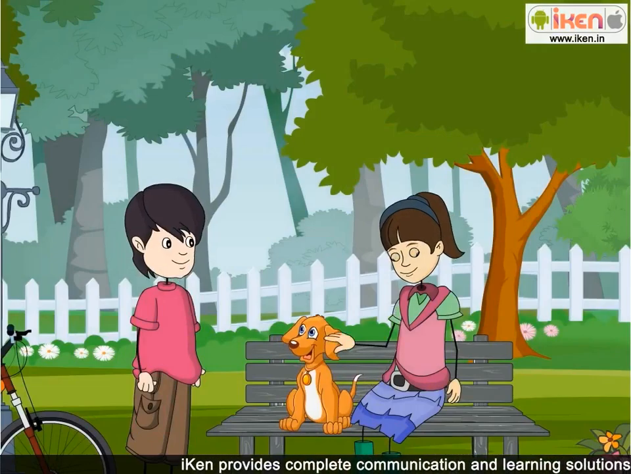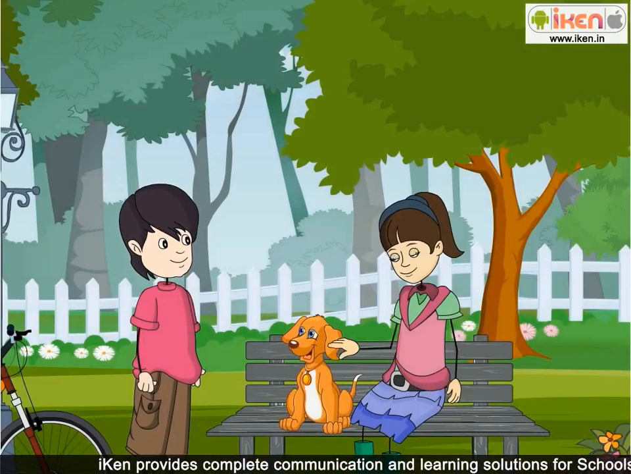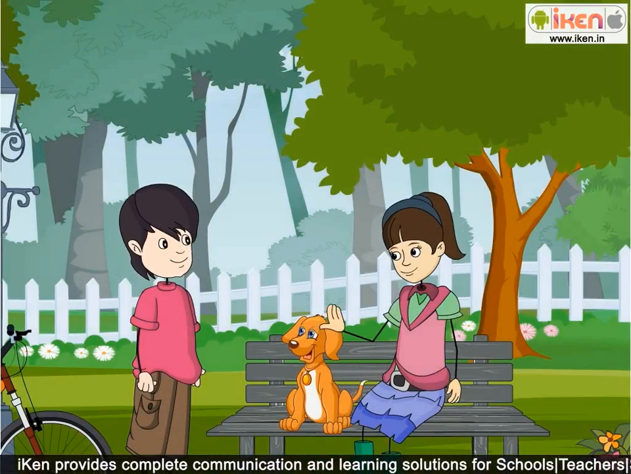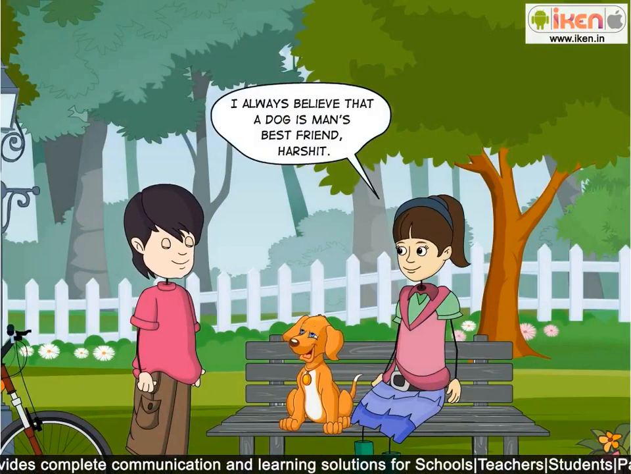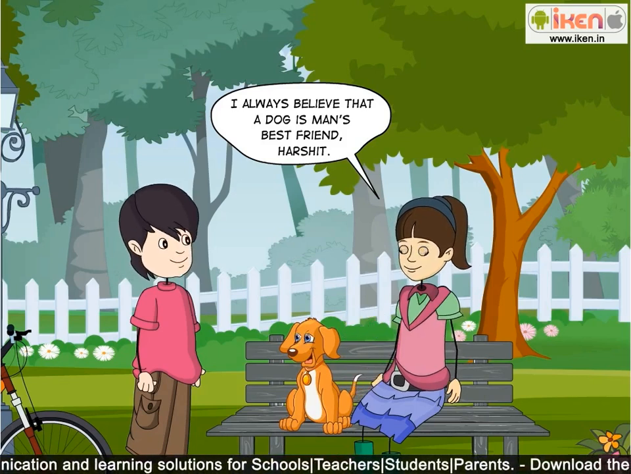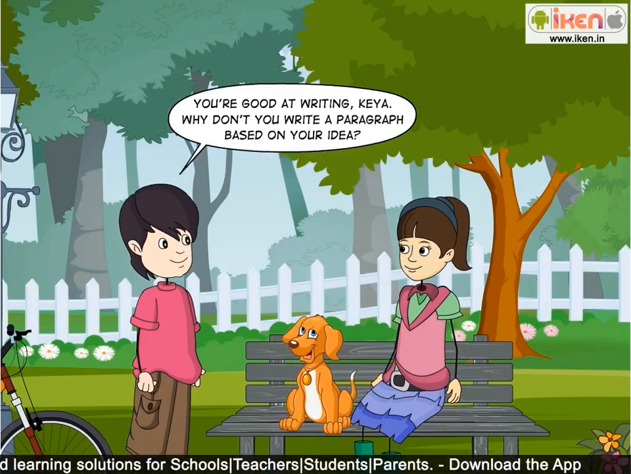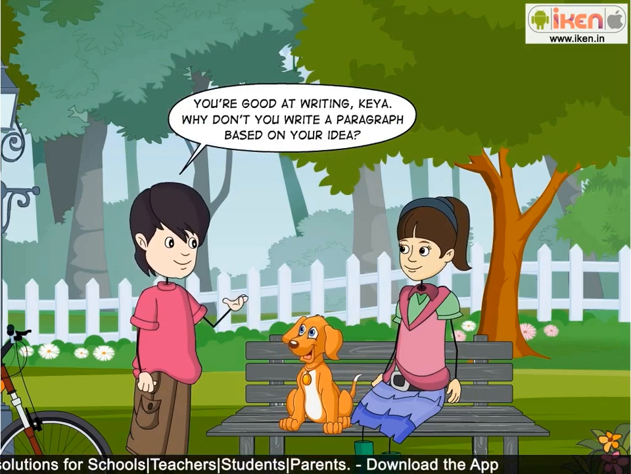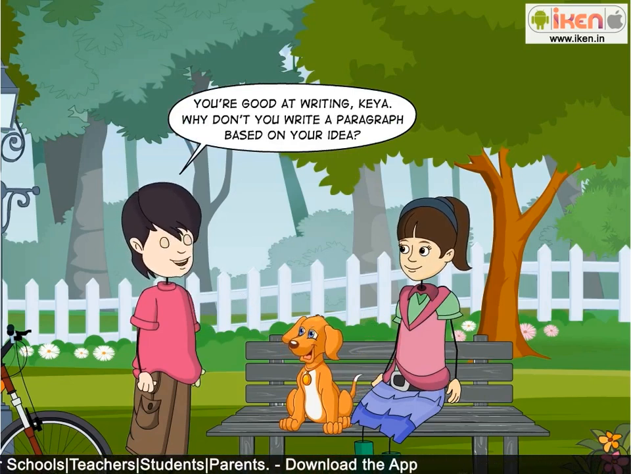Kaya is playing with her dog in the park when she meets Harshit. Kaya loves her dog a lot and tells Harshit that she believes a dog is man's best friend. Since Kaya is good at writing, Harshit suggests that she write a paragraph based on her idea.